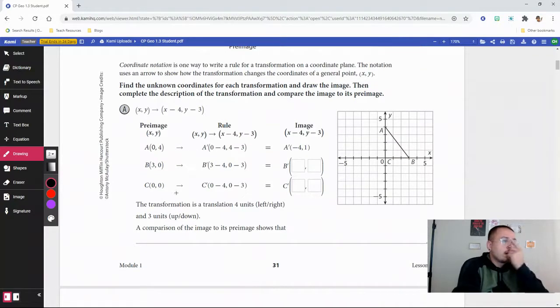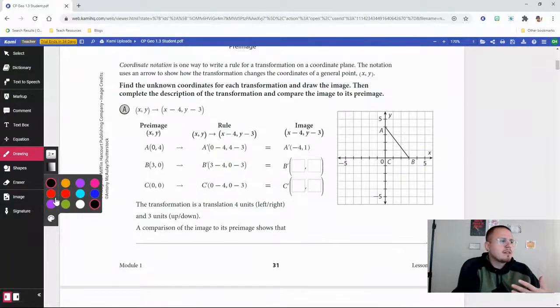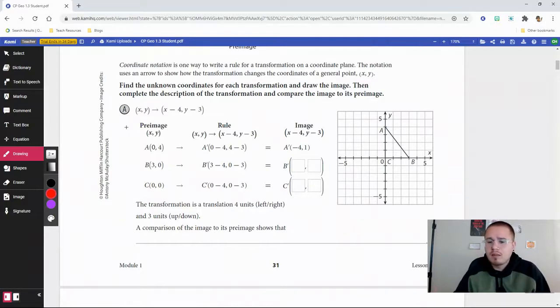So find the unknown coordinates for each transformation and draw the image. Then complete the description of the transformation and compare it to the pre-image. So we have to make sure that we take our time here and do this correctly. So let's go ahead and do this. So we have the pre-image and we have the image. So you're going to take each x coordinate and subtract 4. You're going to take each y coordinate and subtract 3 for each point.